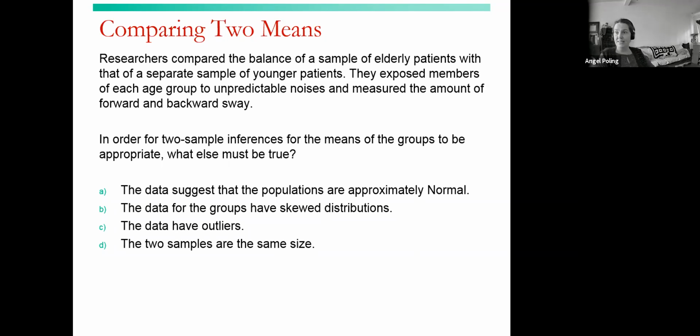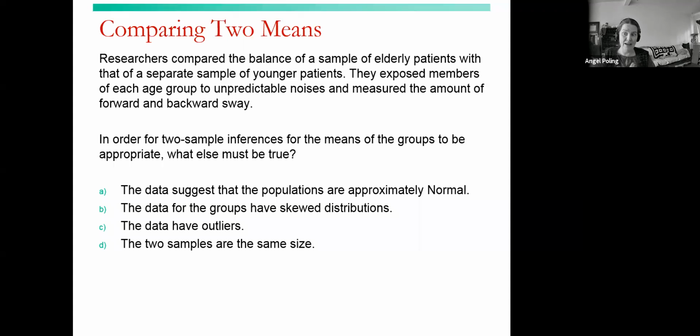I can't believe I'm reading this again, and measured the amount of forward and backward sway. In order for two sample inference for means of the groups to be appropriate, what else must be true, right? So we had those conditions, right? So these are questions that are getting toward that condition list that we had. And our choices here are the two samples are the same size. No, they can be any which size, right? On the last slide, that's why I was saying there's probably more of one group than the other anyway. What else must be true?